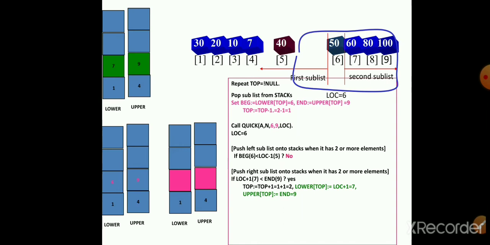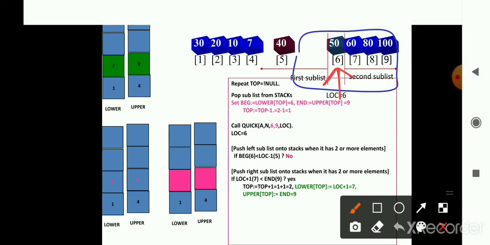First we are going to choose the pivot here. Then we are getting the actual position of the element, that is 50 here, and we will have the sublist, this one. Then 7 and 9. That 7 and 9 will be put into the stack, that is 7 in the lower stack and 9 in the upper stack.